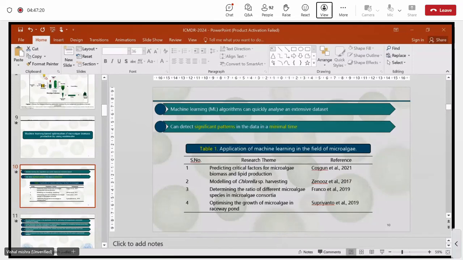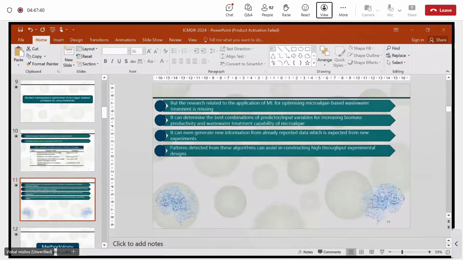Predicting the critical factors for macroalgae biomass and lipid production has been done by one scientist in the year 2021. Then modeling of Chlorella species harvesting, and so on and so forth. Several others have worked on the growth of macroalgae in raceway pond systems and microbial consortia. What is their theme, why did they work on it, and what is the lacuna here? The main lacuna was that research related to the application of ML for optimizing microalgae-based wastewater treatment is completely missing. They have only tried to optimize the parameters, but they have not studied it experimentally.